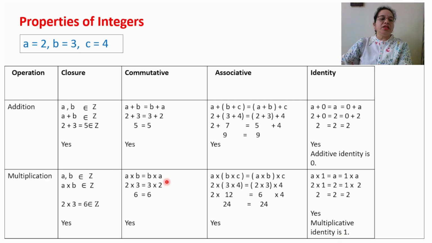So here we can see that for addition and multiplication we can observe all the 4 properties, or we can say that addition and multiplication are closed for all the 4 properties.